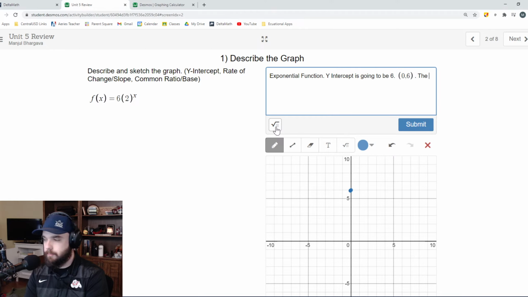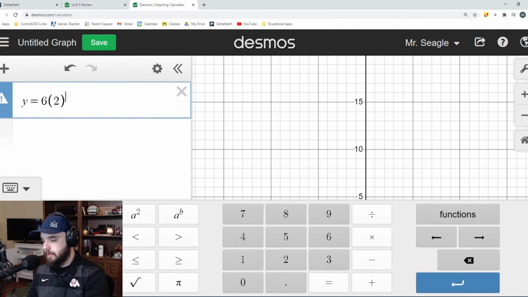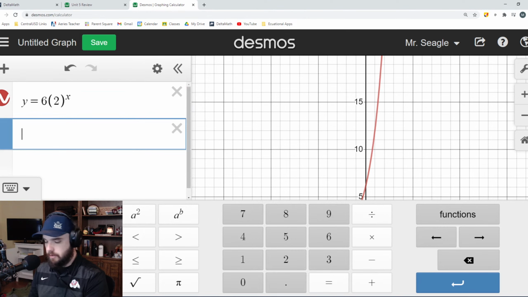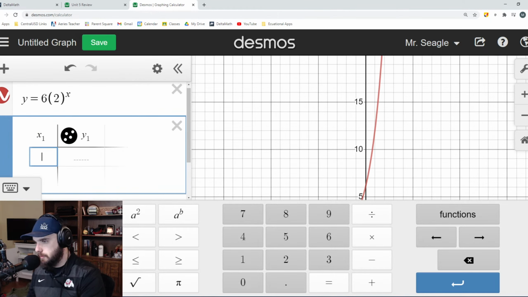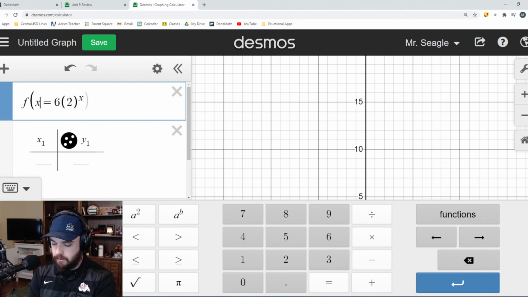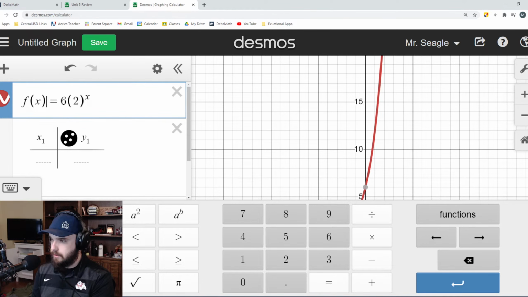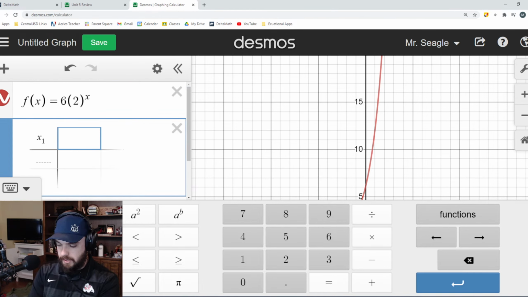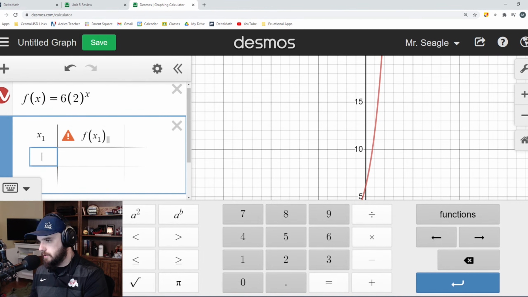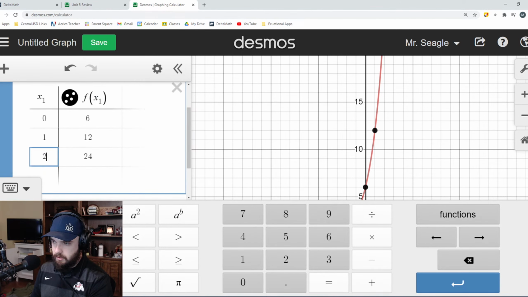So the common ratio will be 2, and that tells us that we're multiplying by 2 every single time. If I were to put this into Desmos, let's make a little table here with x. We're going to turn this into a function so we can throw these values into our function. So 0, 1, 2.